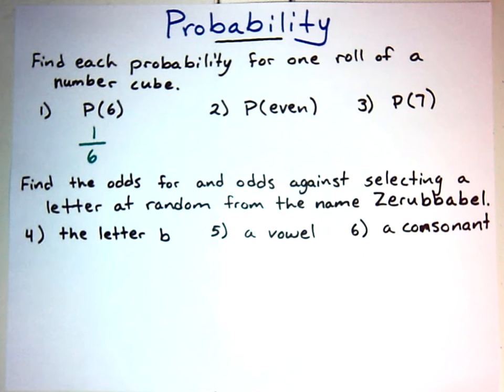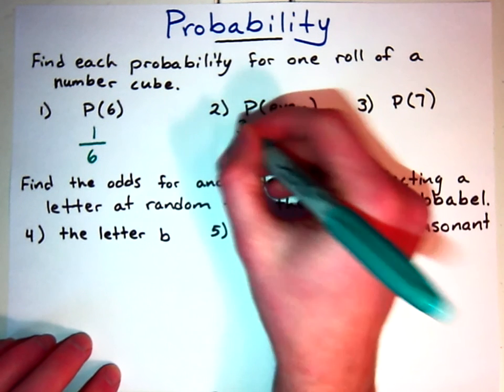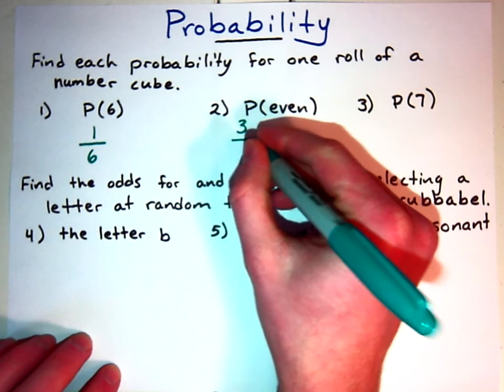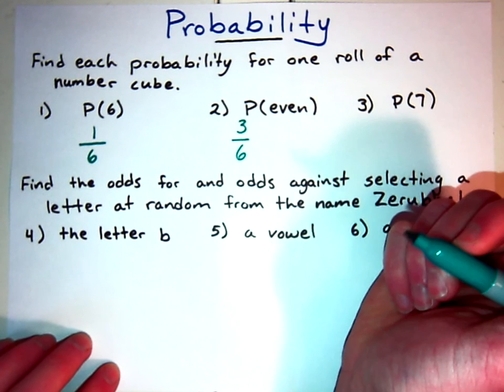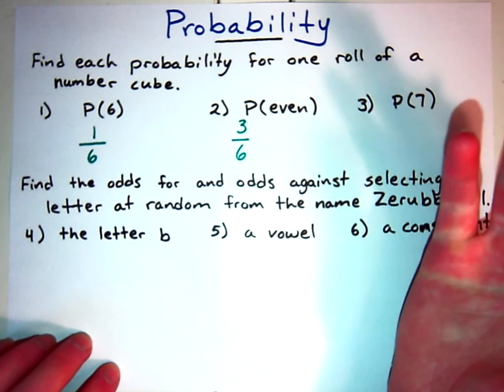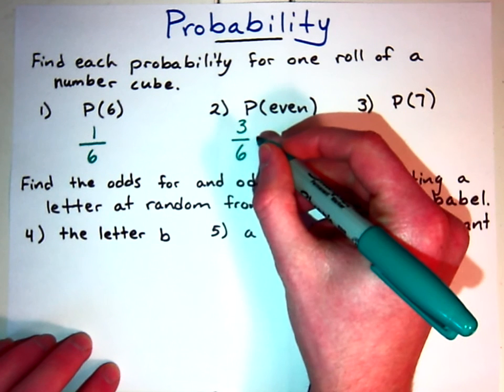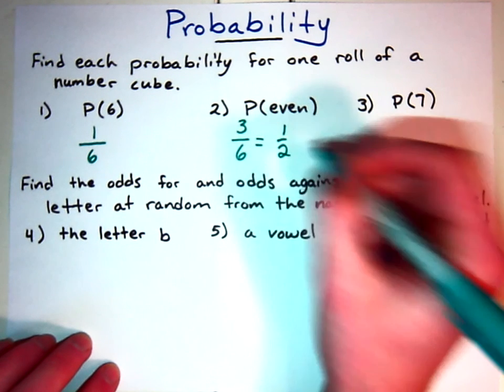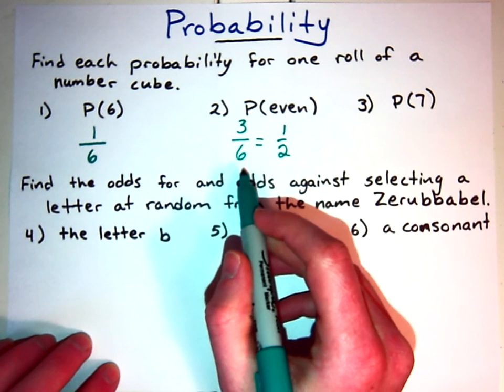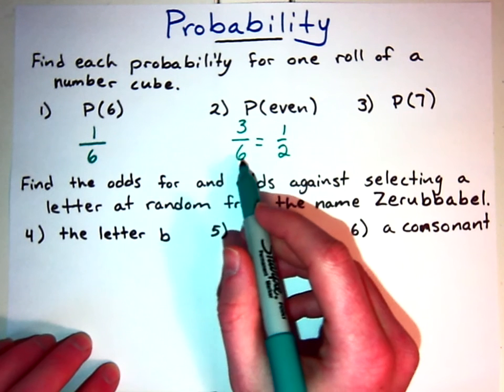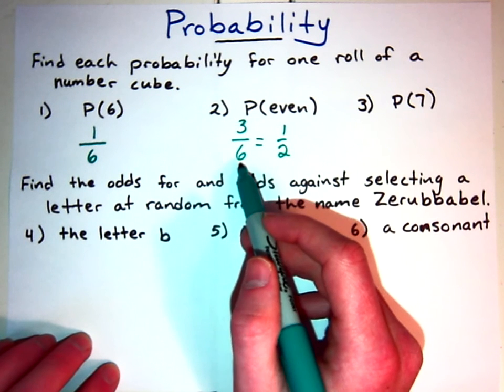For number 2, what's the probability of rolling an even number? Well, if we think about a die, a number cube, it has 6 numbers, and 3 of them are even. That means that we have 3 favorable outcomes, and there are still 6 possible outcomes when you roll a die. When you're rolling a number cube, 6 is always going to be the denominator. 3 over 6 simplifies to 1 over 2. So our denominator should usually have a 6 if we're talking about a number cube because there are always 6 possible outcomes.